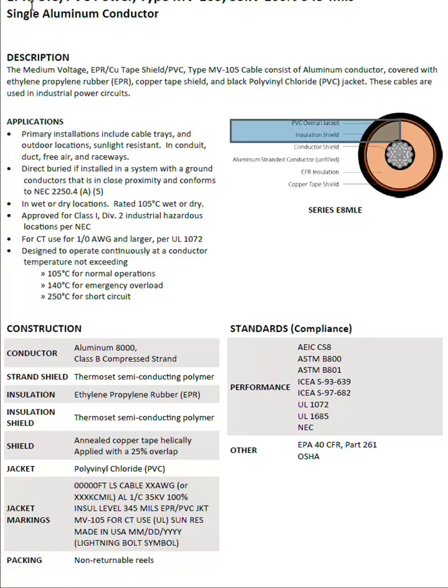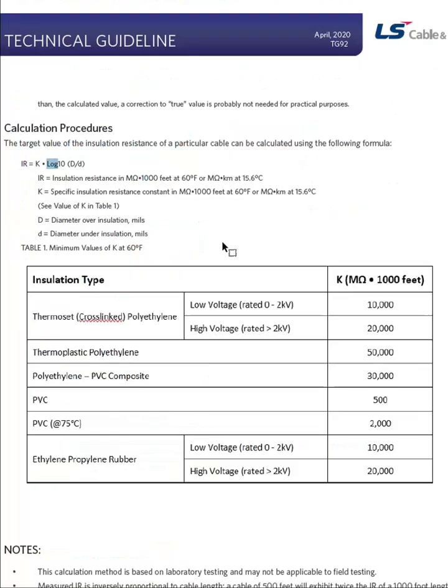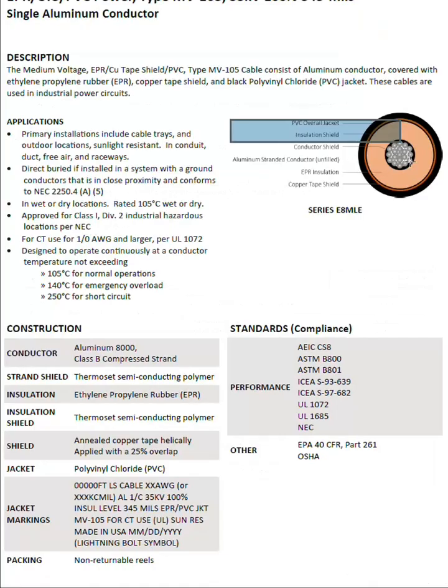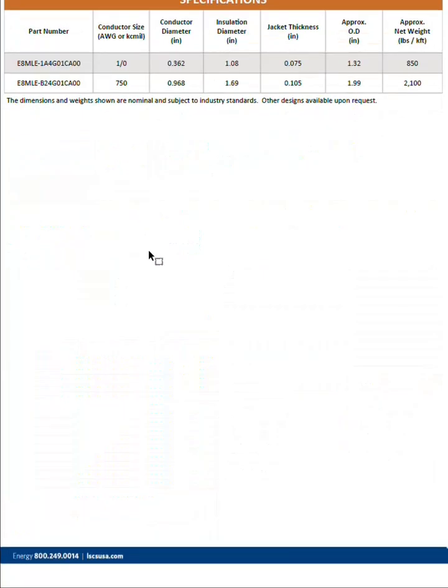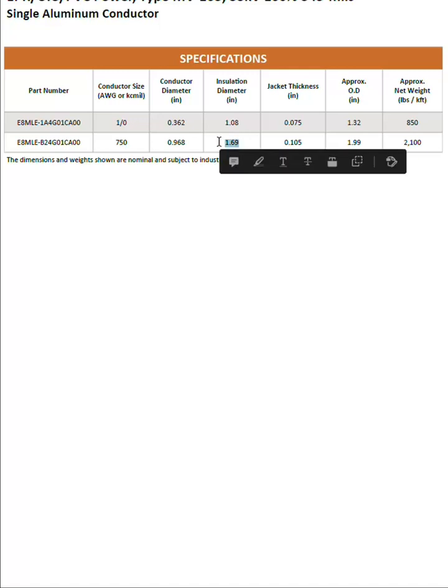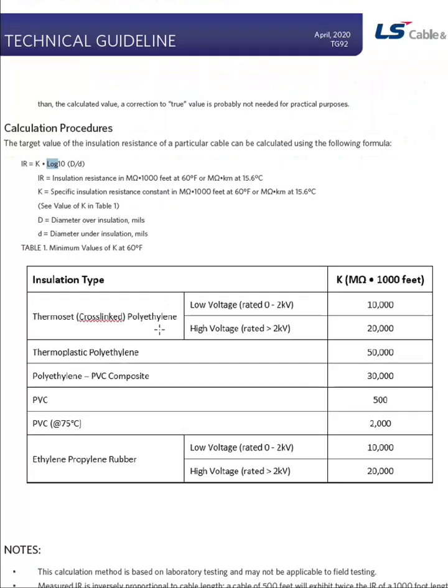And so that's the outside diameter divided by the inside diameter. The inside diameter, if you look at the picture, is your conductor. The outside diameter is the diameter of the insulation. So we can look right here on this sheet and we have outside diameter 1.69, inside diameter 0.968. Our K value, right, we had EPR and it was high voltage rated at greater than 2 kV. So our K value is 20,000. We have everything we need.